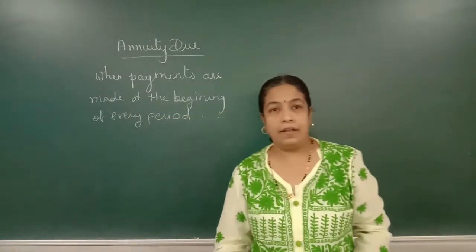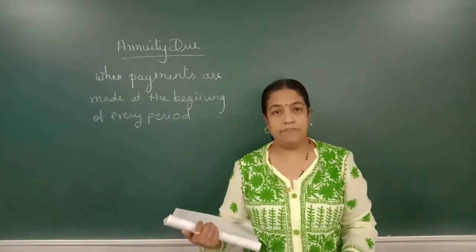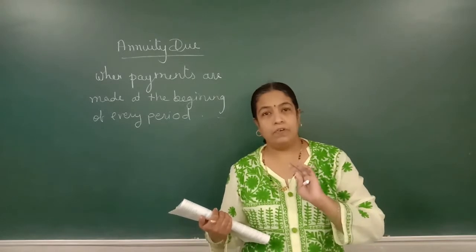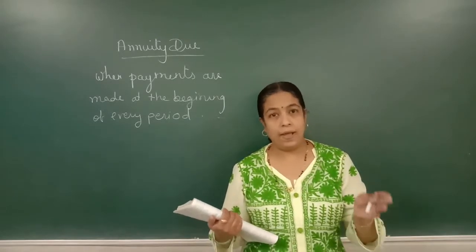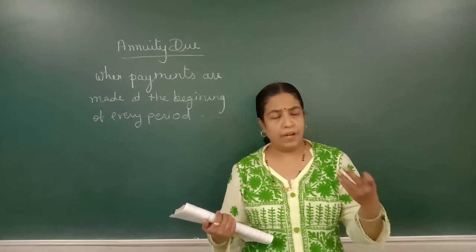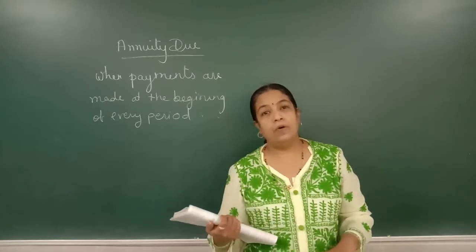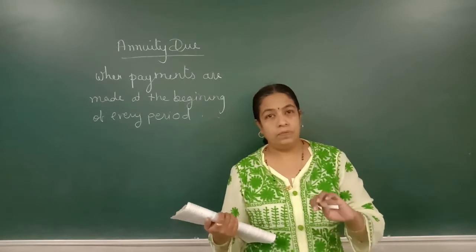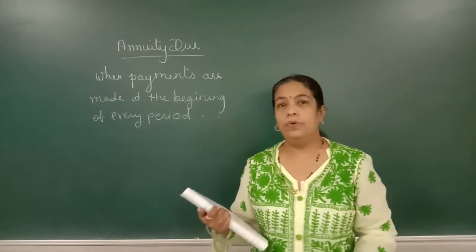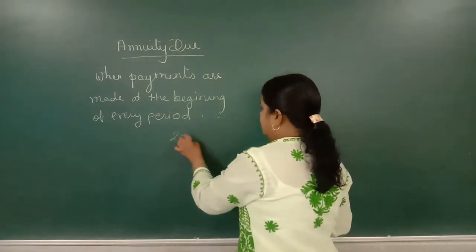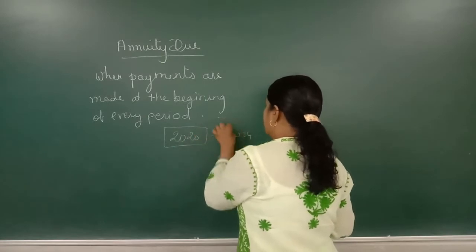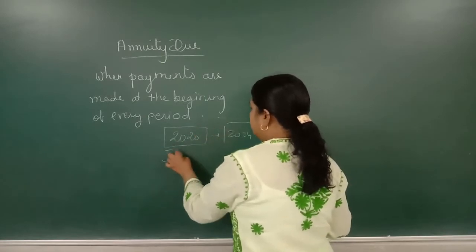Now suppose I take one example of Mr. Joseph, who wants 4 lakh after 4 years for his daughter's marriage. He wants to accumulate the money, so he is investing 20,000, 25,000, whatever it is. Now, if he makes payment every half year, so in 2020 he starts investing and he wants it in 2024. So in January he decides to invest.